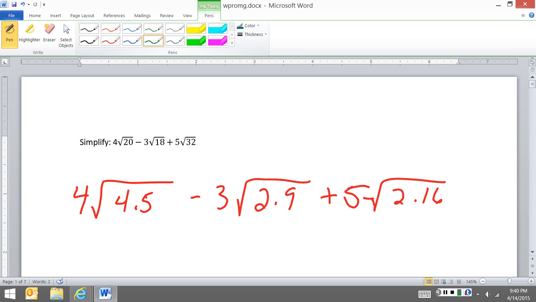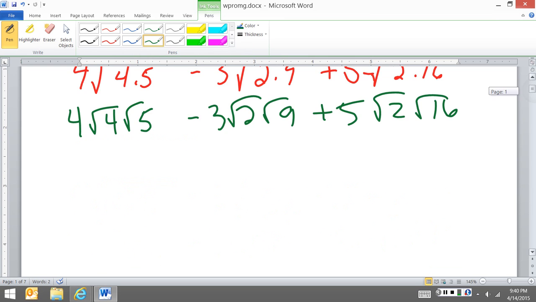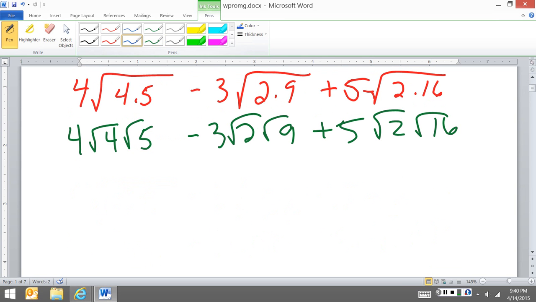So, looking at these, I'm going to rewrite these. So I have the square root of 4, the square root of 5, square root of 2, the square root of 9, and 2, and 16. Now I'm going to take the perfect squares. So I'm going to take this one, and this one. And this obviously was our goal, is to rewrite it so we could do that.